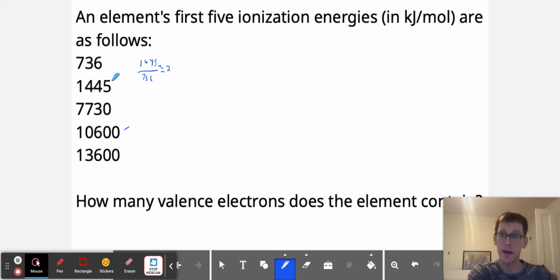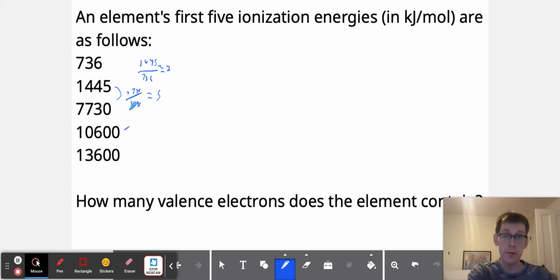Yes, the second electron is about twice as difficult to remove as the first, but when we go from the second to the third, our 7730 divided by 1445 is around 5 to 1. And that's a massive, massive difference. So we can tell that there's a big drop here.